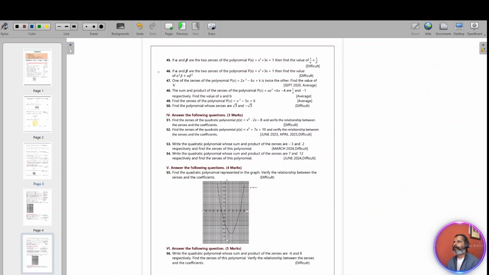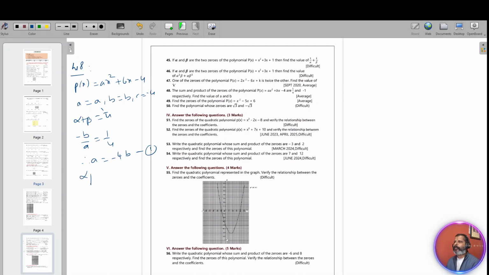48th. This also we have seen many times. Sum of zeros and product of zeros are 1 by 4 and minus 1. Find a and b. Let's see. P of x equal to ax square plus bx minus 4. a equal to a, b equal to b, c equal to minus 4. And alpha plus beta they have given as 1 by 4. Alpha plus beta means minus b by a is 1 by 4. Therefore, a equal to minus 4b. One equation we will put it.